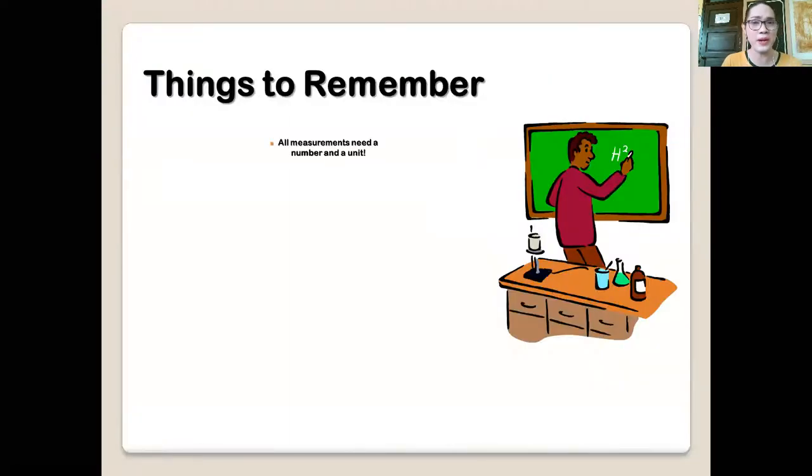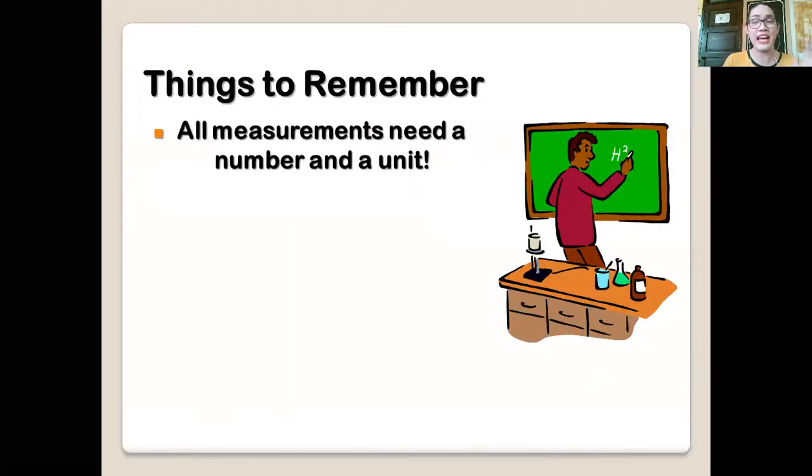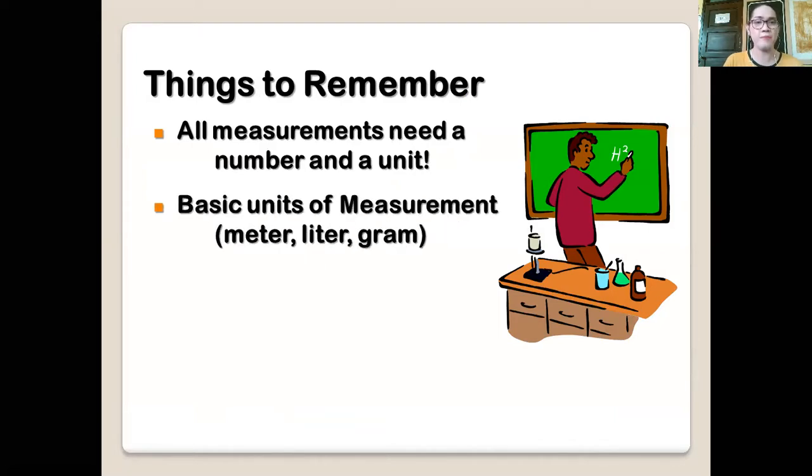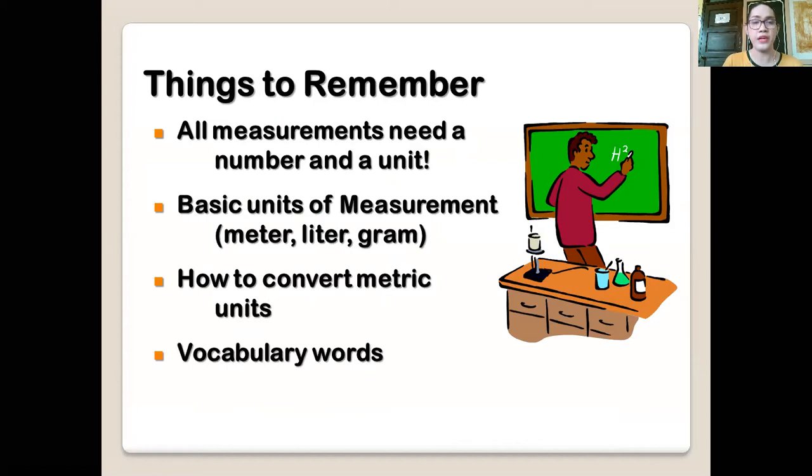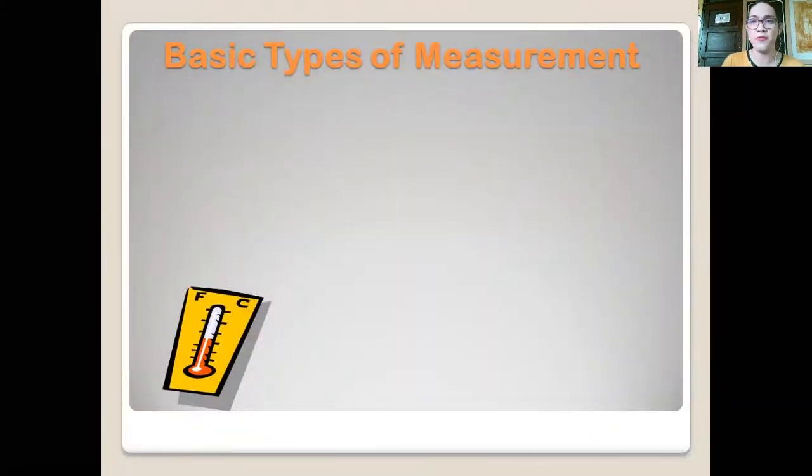Things to remember: all measurements need a unit and a number. And basic units of measurement consist of meter, liter, and gram. These are the basic units of measurement. How to convert metric units, vocabulary words that we mentioned. Now let's proceed to the basic types of measurement.